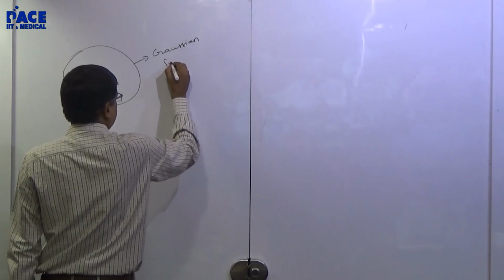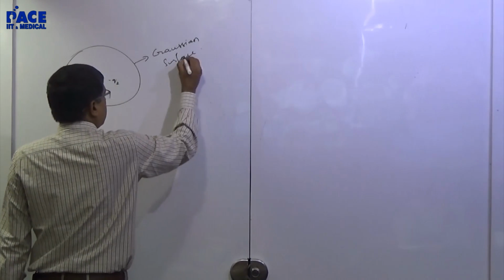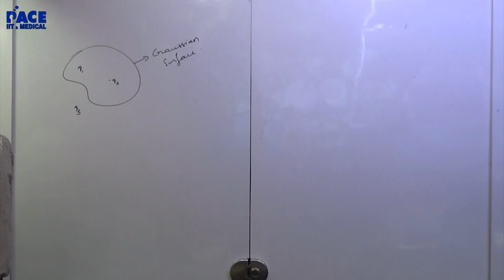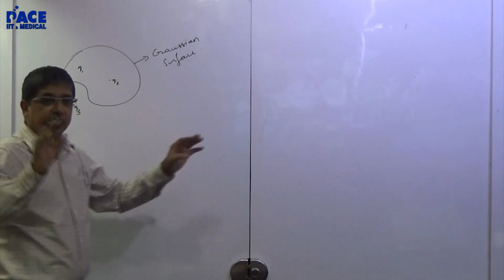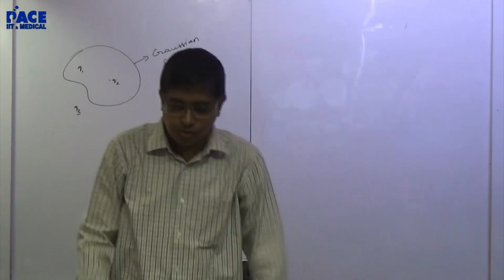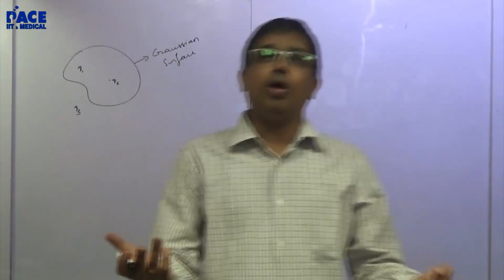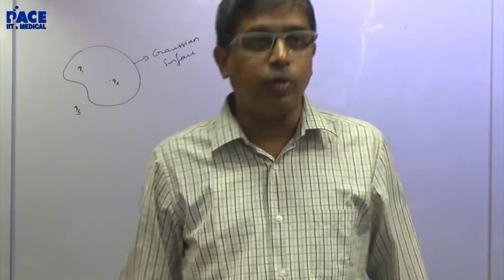Gaussian surface. What kind of surface is this? Where did you get this Gaussian surface from? It's an imaginary surface visualized by us. How do you want me to visualize surfaces? Rules will be told to you.